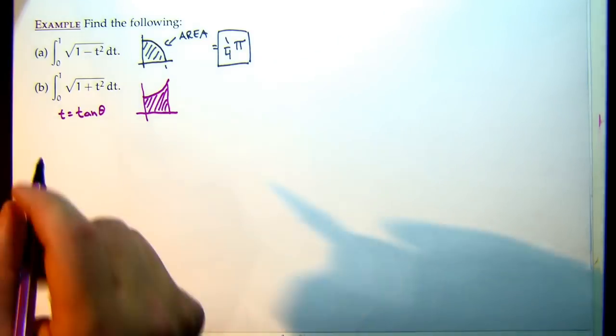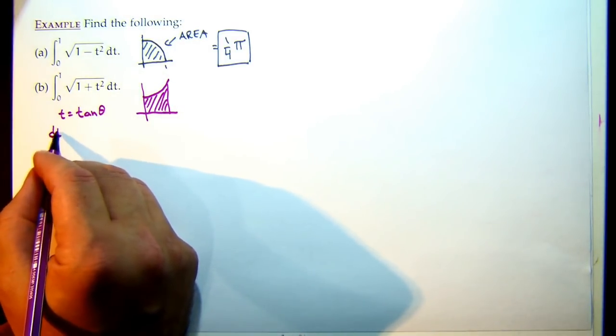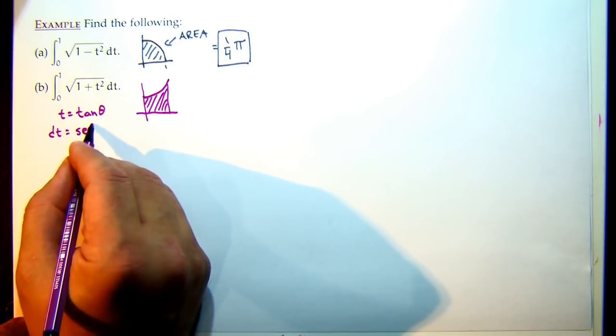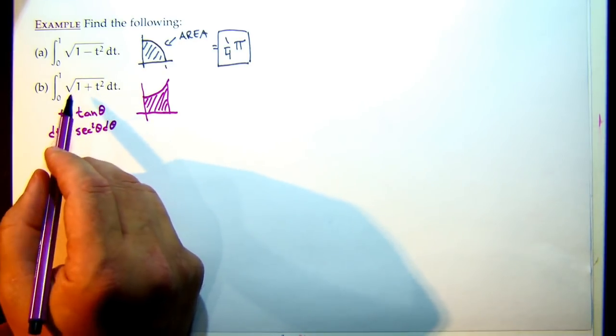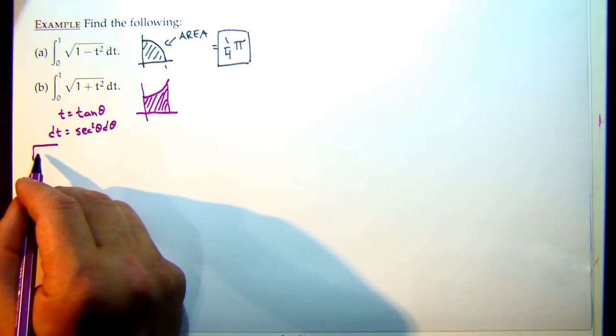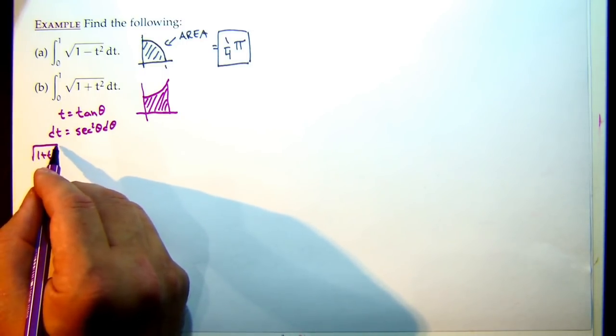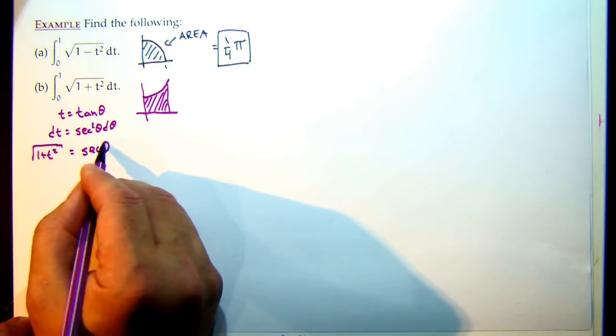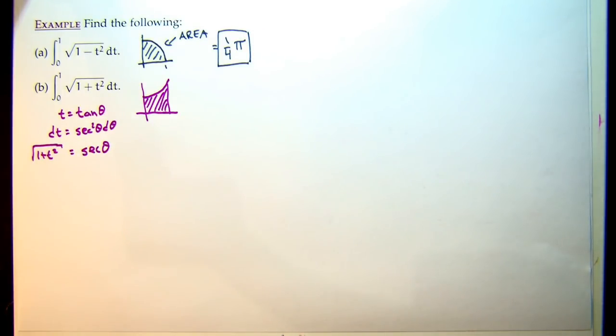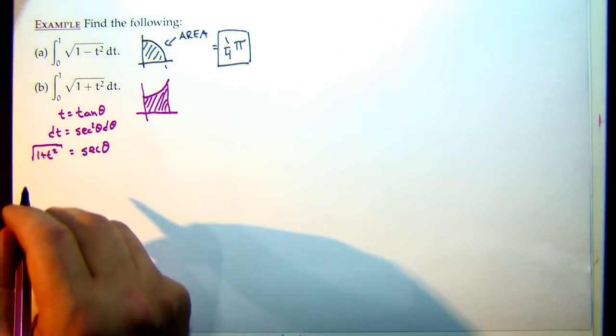Then what will happen? Well, dt will become secant squared, derivative of tangent, secant squared. It's on our list of things to know. Square root of 1 plus t squared, well, that becomes square root of 1 plus tangent squared, which becomes square root of secant squared, which becomes secant. All right, we can live with that. And now we update.